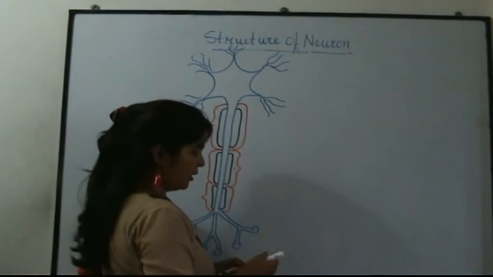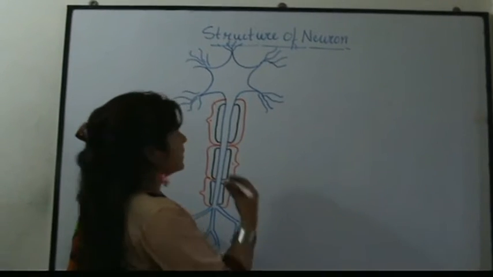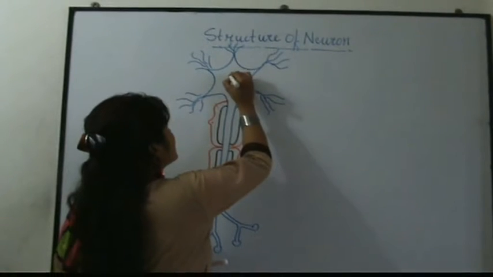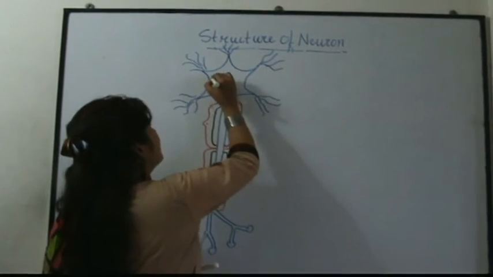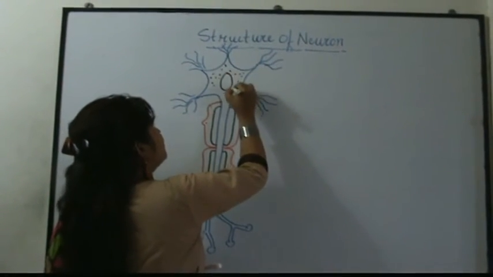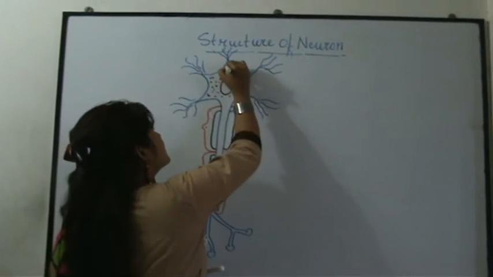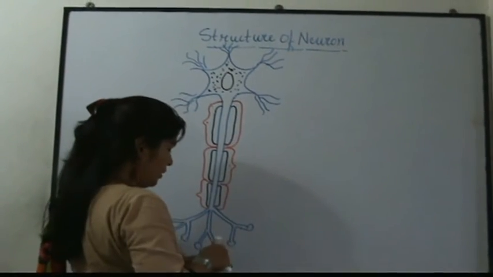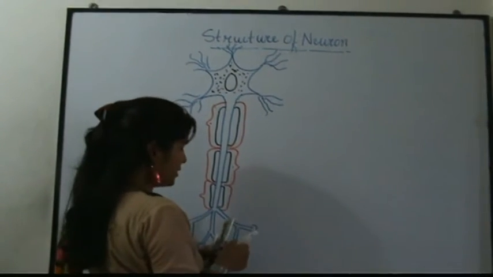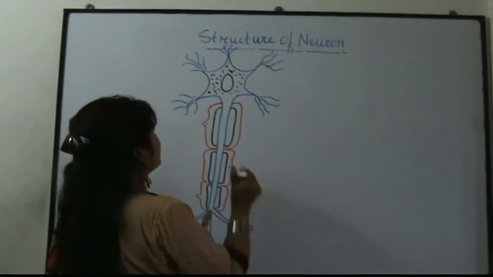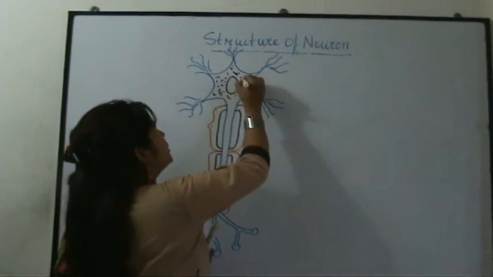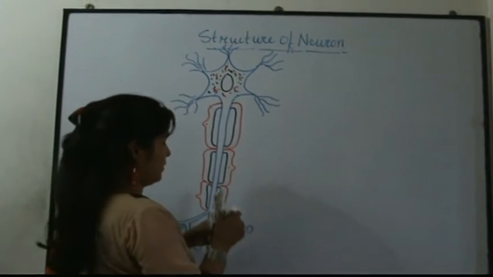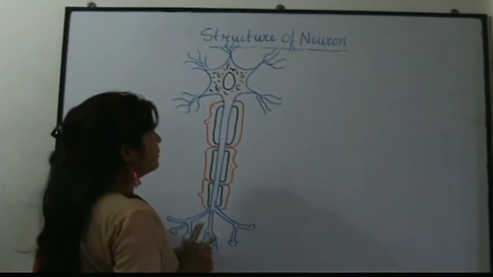Now the neuron or the nerve cell, like any other cell, consists of cytoplasm, nucleus and cell organelles. So this is a prominent nucleus, the cytoplasm and the cell organelles. Now, within the cytoplasm of the cell body of neuron, there happen to be special granules and these granules are known as Nissl's granules. So let's label them.